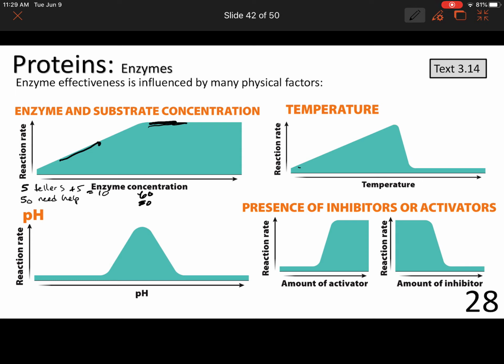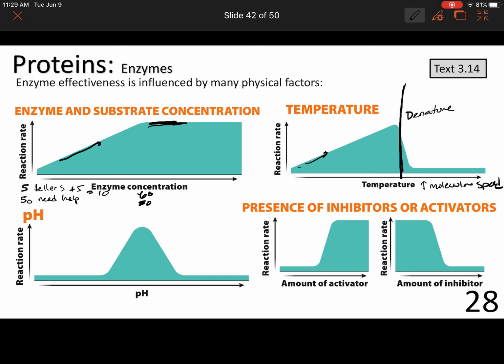Temperature also has an effect on enzymes as well. We can see that if we increase temperature up to a certain point, we increase the rate of the reaction. And again, this is due to the fact that an increase in temperature is equivalent to an increase in molecular speed. If the molecules are moving faster, then they can fit into the active site quicker, and then therefore interact with the enzyme faster, causing the reaction to occur quicker.